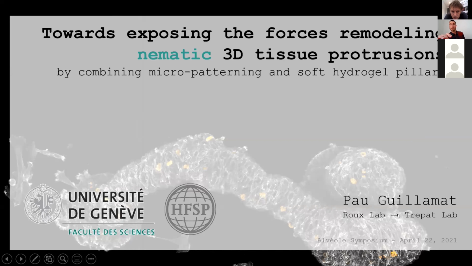So please feel free to ask any question you may have in the chat box, and maybe I can ask the first question. I'm super impressed to see this growth of this huge 3D structure. You mentioned that it's somehow due to contractility. So my first question is kind of obvious. Have you tried to inhibit cellular contractility, like using blebbistatin, and did you observe a collapse of this 3D structure?